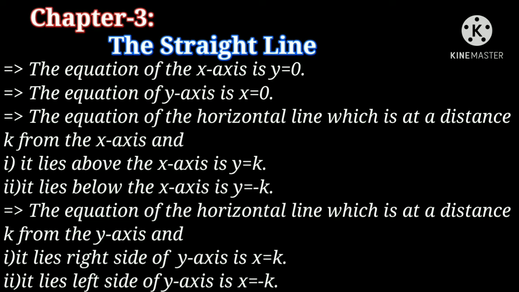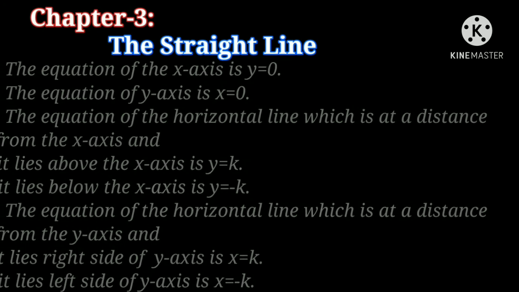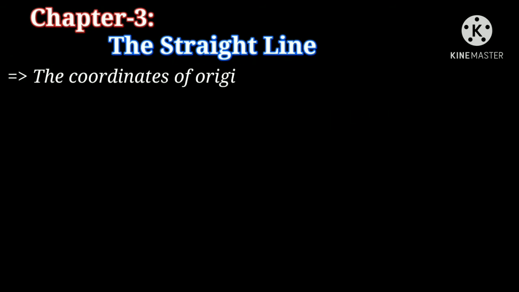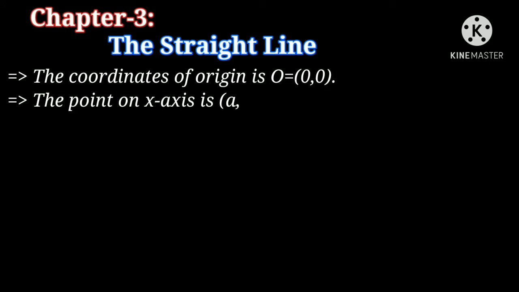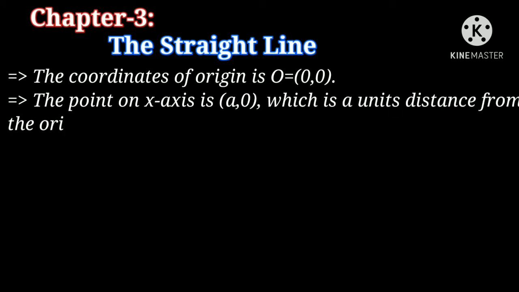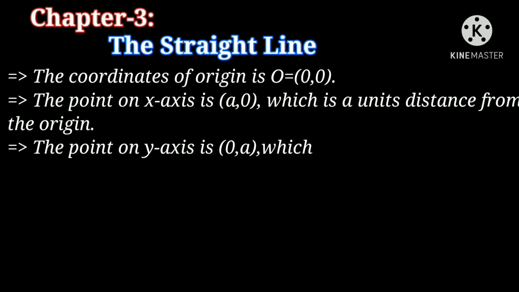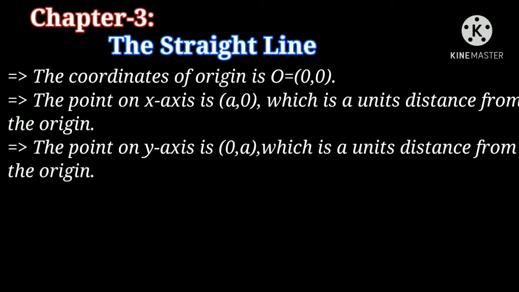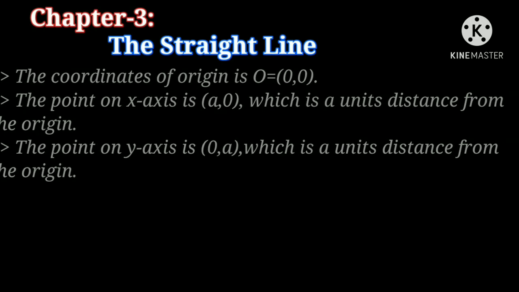Next, the equation of the vertical line which is at a distance k from the y-axis and lies on the right side of the y-axis is x equal to k. Second, if it lies on the left side of the y-axis, it is x equal to minus k. We know the coordinates of the origin are 0, 0. The point on the x-axis is small a, 0, which is a units distance from the origin. Next, the point on the y-axis is 0, a, which is a units distance from the origin.